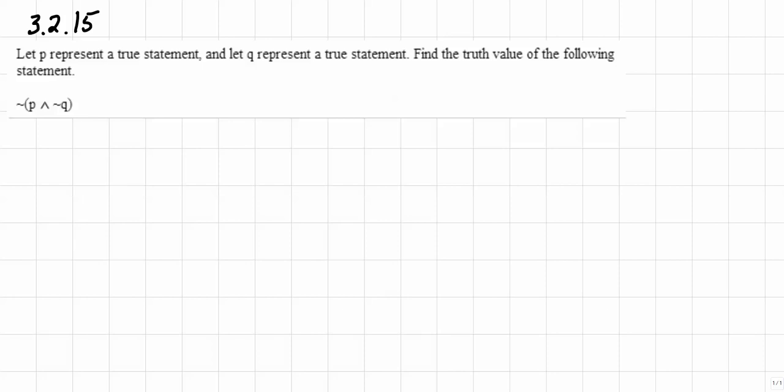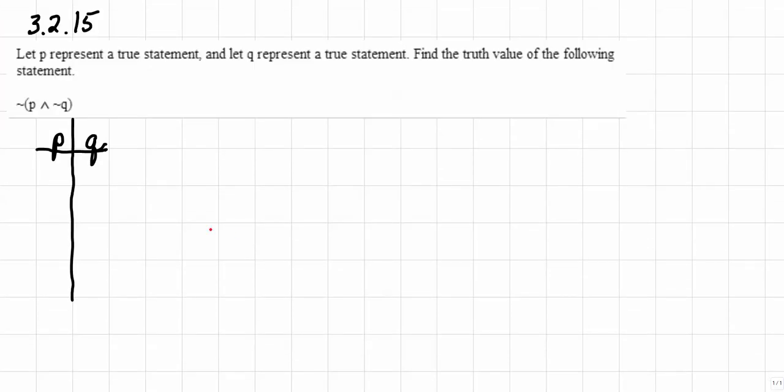And we're going to start with a column for P and a column for Q. In this case, we're looking at binary options, either true or false. So we're going to go ahead and look at the truth table for the column for P. And P is either going to be true or it's going to be false.